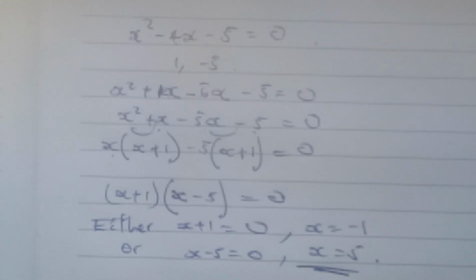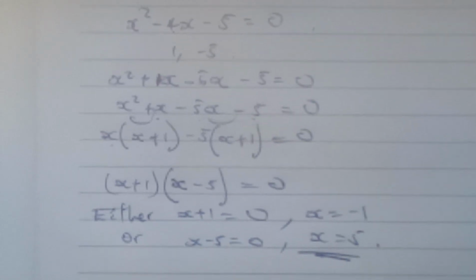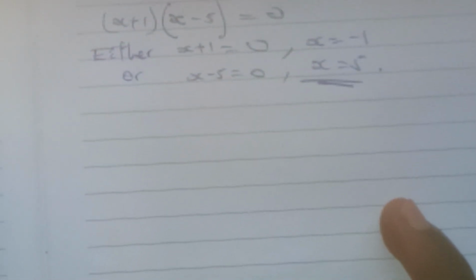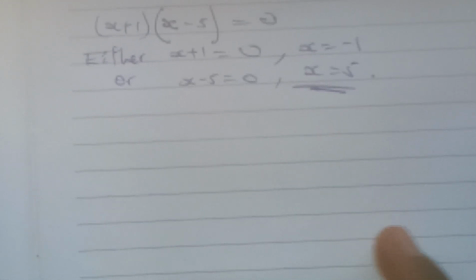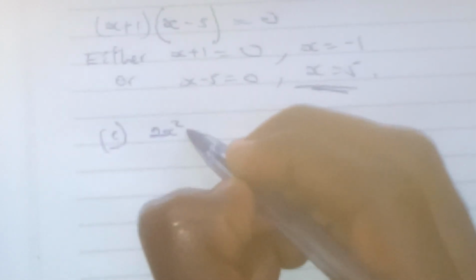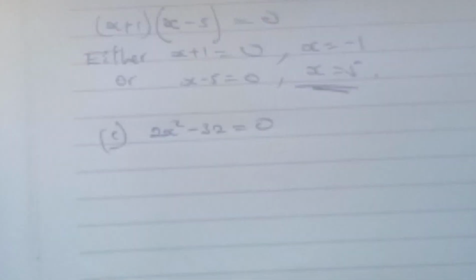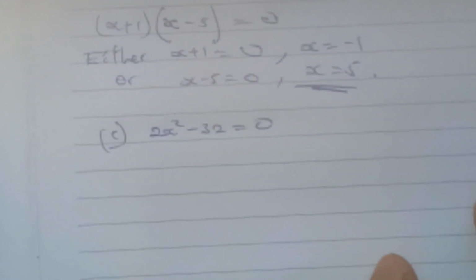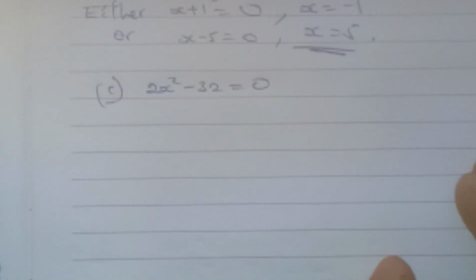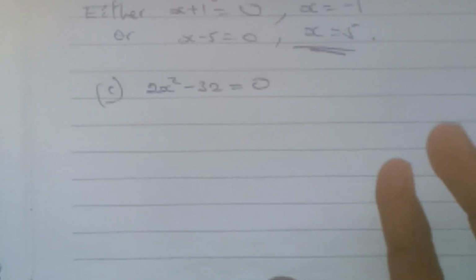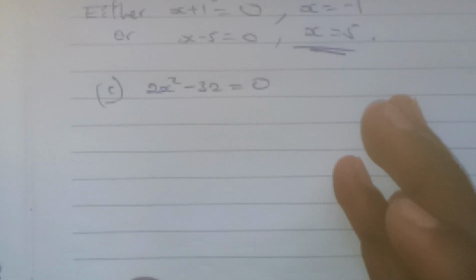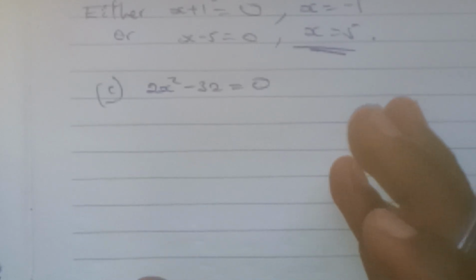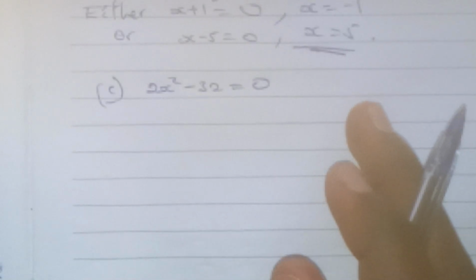Let's shift to the next one, which is C. C is actually saying that 2x squared minus 32 equals to 0. The first thing we're going to do, we're going to realize that 2 is common. First of all, remember that that's a quadratic expression whereby the x term is not there. I mean the linear term, that's x, has a coefficient of 0. That's why you can't see it there.